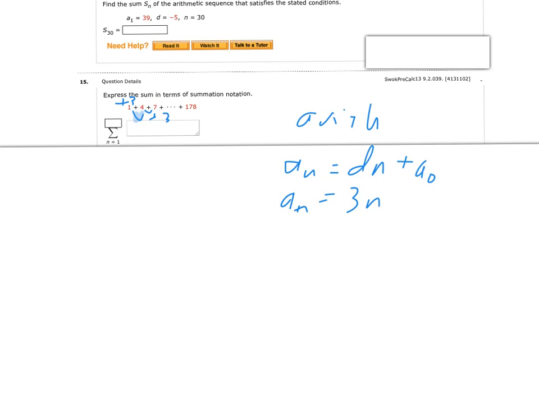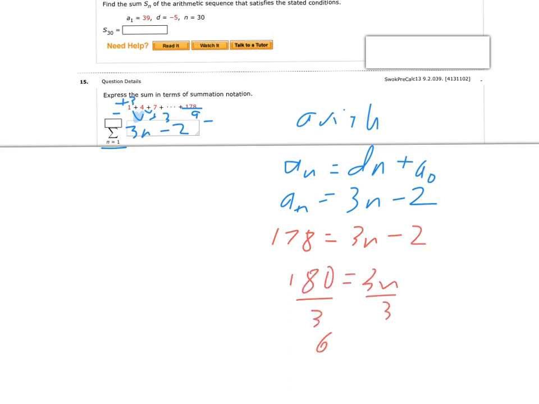All right, now I need to figure out a sub 0. I know that this first term is a sub 1 since we're starting with 1 there. So the term in front of that, if I kind of subtracted 3, going the other way, would be -2. So that's my formula, 3n minus 2. Now the last thing I need to know is which term is this last number. It's a sub what? So I don't put 178 up there. What I need to do then is plug in 178 into my formula. And so I need to solve this. So 60 is n, and so that means that is actually the 60th term.